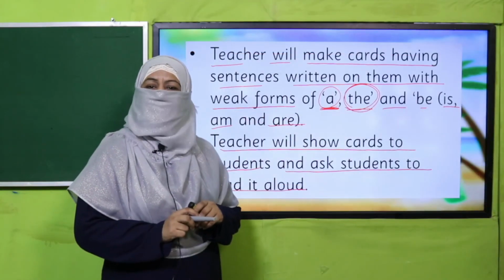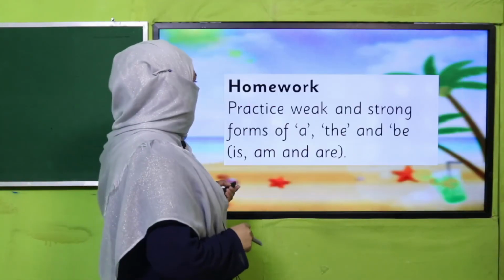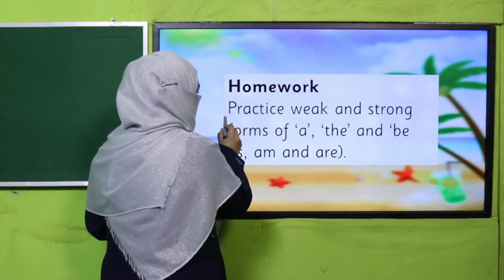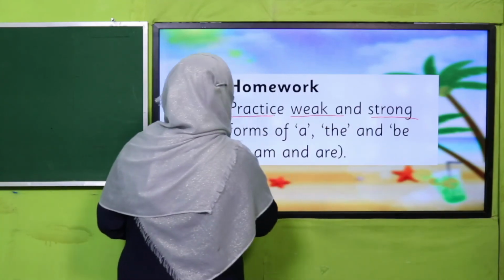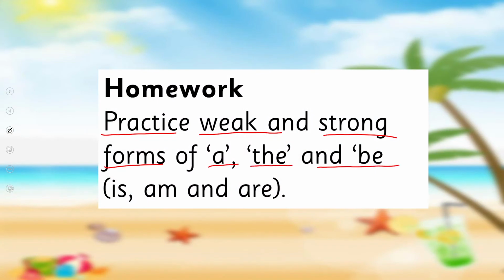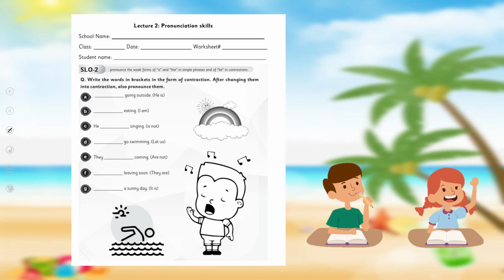Yes, my dear students, are you done with it? Good job. Now it's time for your homework. You are going to practice weak and strong forms of A, the and B, meaning is, am, are. And here I am giving you a worksheet, my dear fellow teachers. This worksheet, lesson plan, and PowerPoint presentation links are given. You may click on them, download them and kindly provide a printed worksheet to students for practice. And my dear students, what you are going to do? You are going to look at these words, use their weak forms and then say them. This is how you are going to practice this worksheet.